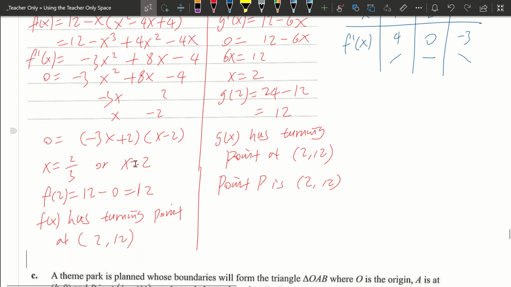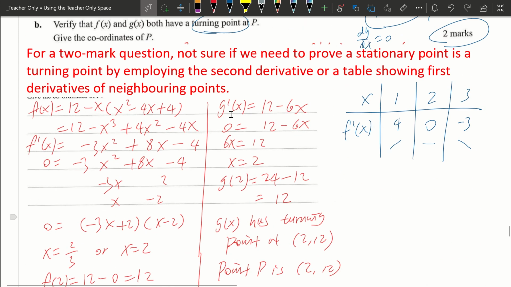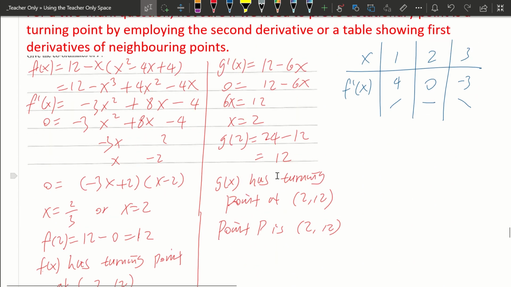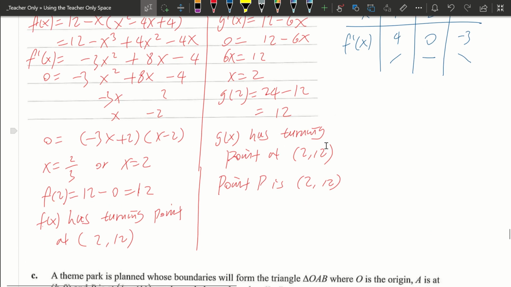So I take x equals 2, sub it back in my original f, and I get the y value. And I take the g function, differentiate it, make it 0, solve for x, which is 2, sub 2 back into the original function, get the y value. So it's the same coordinates, same point, right? So f and g, finding them independently, have the same turning point, well, the same stationary point, 2, 12.